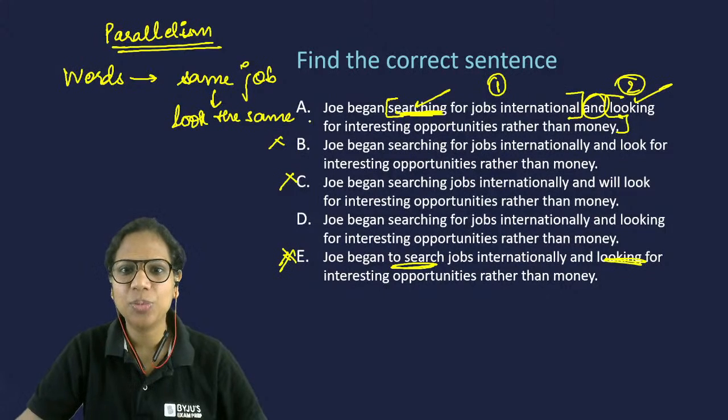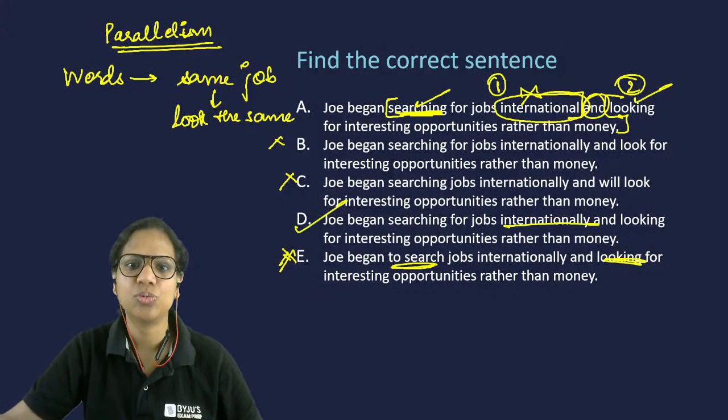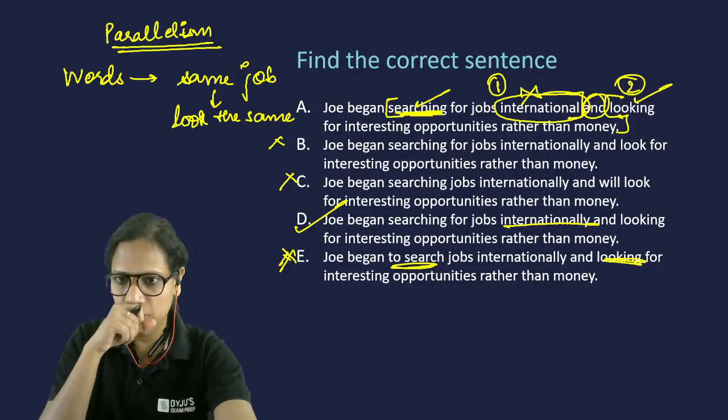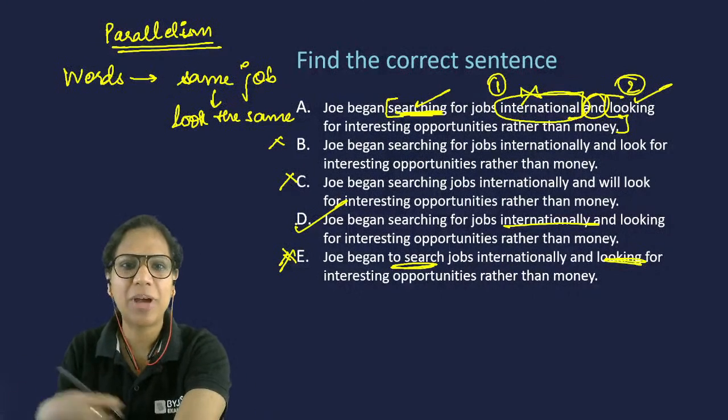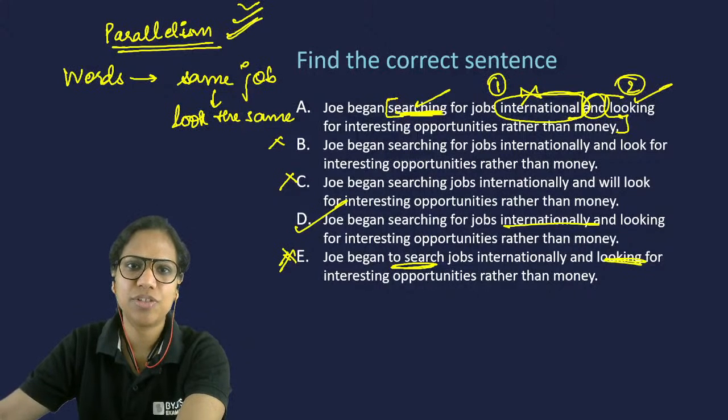Now between A and D, this is wrong. Jobs International is wrong. So of course it has to be D. Correct. So parallelism is the concept involved here.